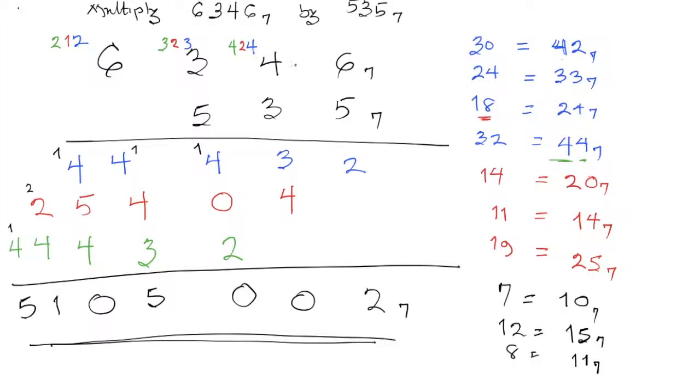5105002 in base 7. If you want to do your confirmation, you can convert this to base 10, and that's 2239 times 271, and our final answer is 606,769 in base 10. So that's how you do multiplication in other bases than 10.